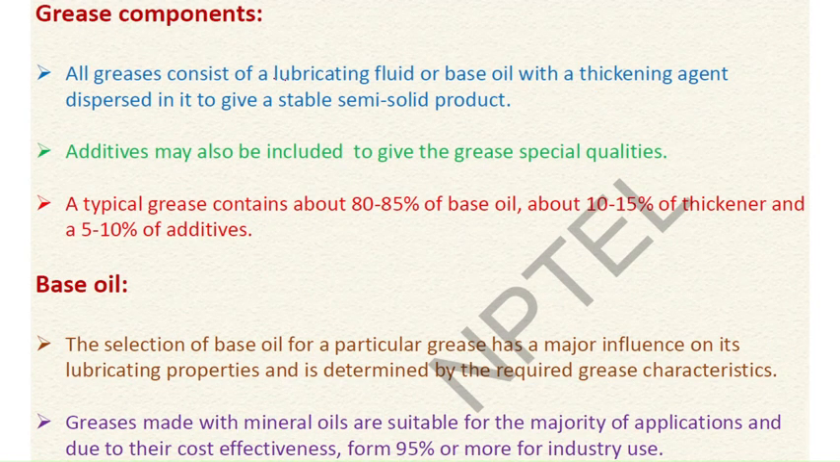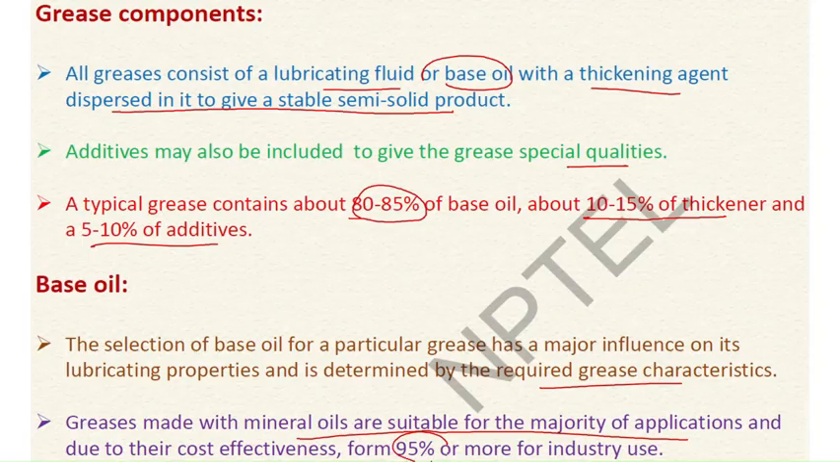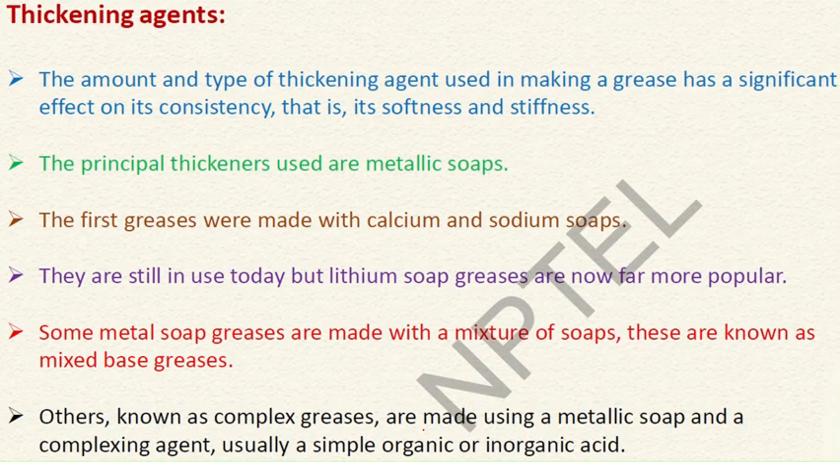Coming on to the grease components, it consists mainly of lubricating fluid or base oil with a thickening agent dispersed in it to give a stable semi-solid product. Some additives may also be included to give grease special qualities. Typically it consists of 80 to 85% base oil, 10 to 15% thickener, and 5 to 10% additives. The selection of base oil for a particular grease has a major influence on its lubricating properties, and it is determined by the required grease characteristics. Greases made with mineral oils are suitable for the majority of applications and, due to their cost effectiveness, form almost 95% or more of the industry use.